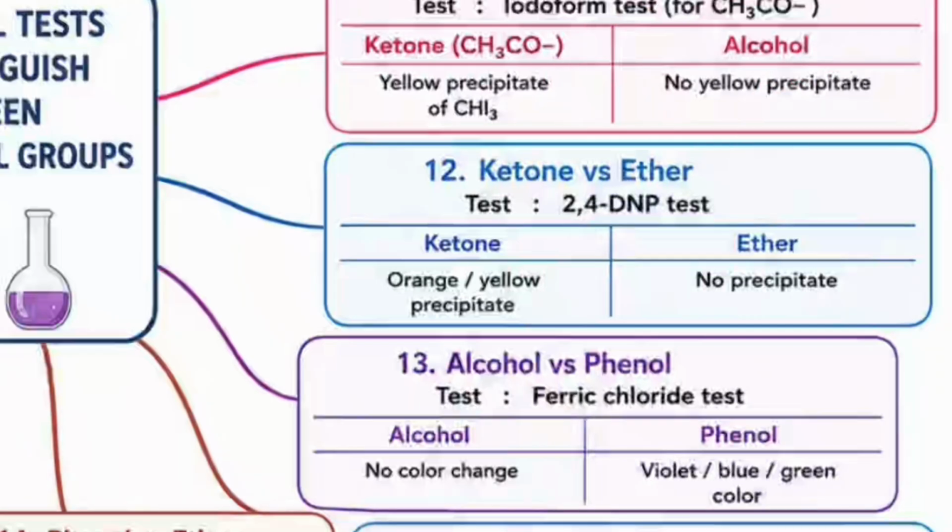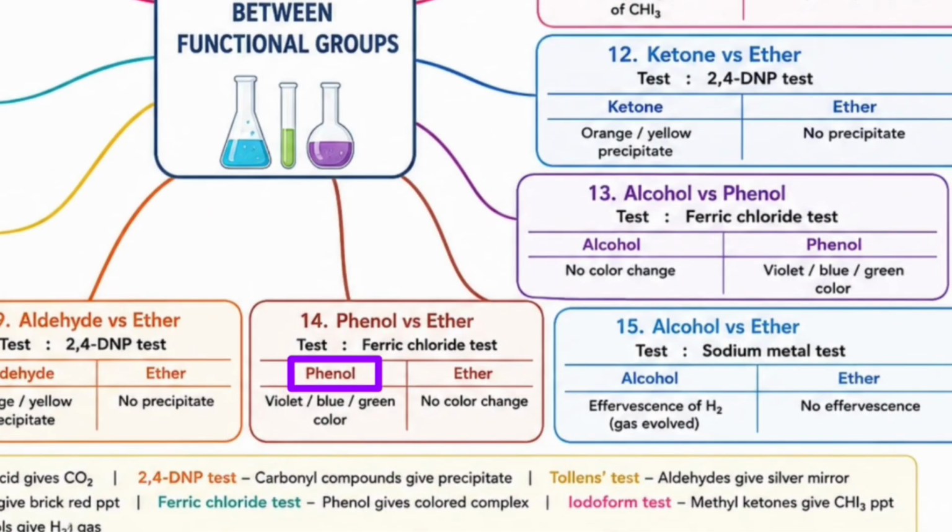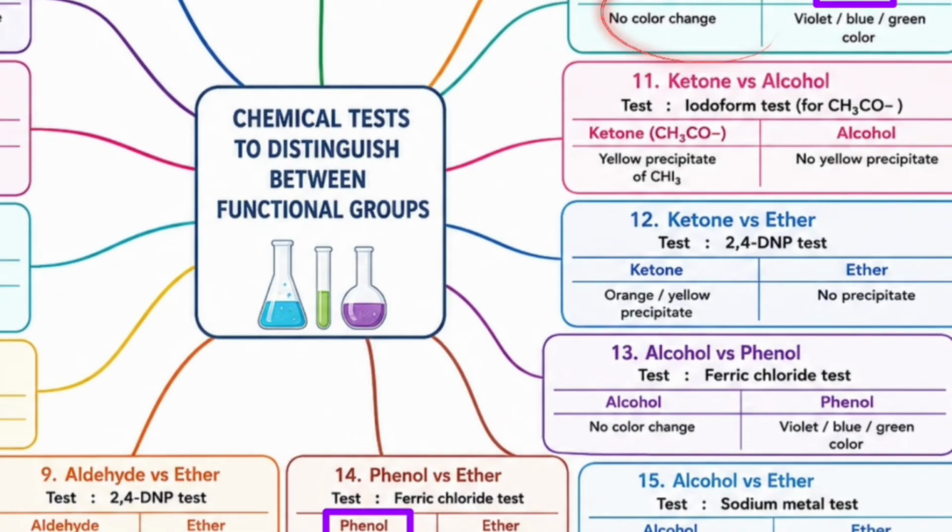So when you talk about the iodoform test, for this particular ketone, you have a CH3CO and then a single bond, wherein any group may attach, but one side is CH3. In that situation, a yellow precipitate of CHI3 forms, while alcohol gives no precipitate. Ketone, orange or yellow precipitate; ether will have no precipitate. Alcohol versus phenol, again remember, phenol is always violet or blue or green in color, while alcohol shows no color change. Ether shows no color change, and even ketone shows no color change.